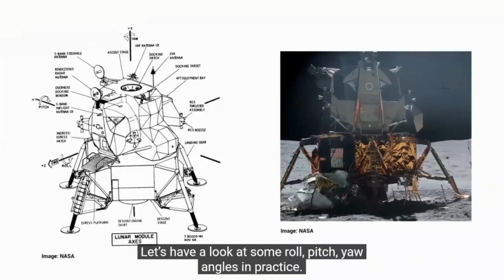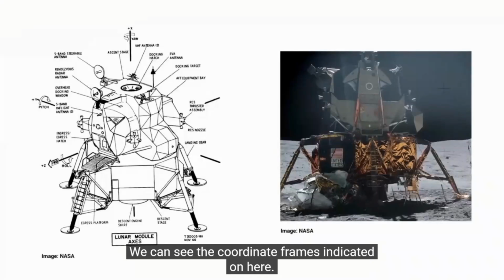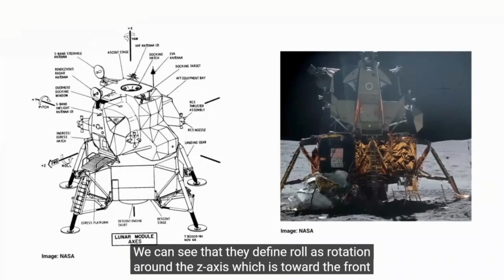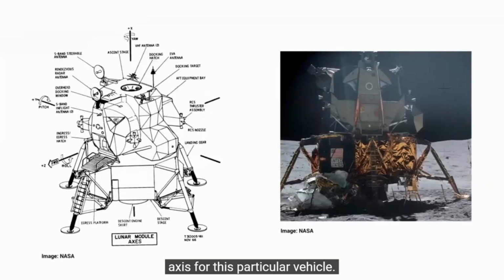Let's have a look at some roll pitch yaw angles in practice. This is a schematic diagram of NASA's lunar module from the late 60s and early 70s. We can see the coordinate frames indicated on here. We can see that they have defined roll as rotation around the z-axis, which is toward the front of the vehicle. And they've defined yaw as being around the x-axis, which is the vertical axis for this particular vehicle.